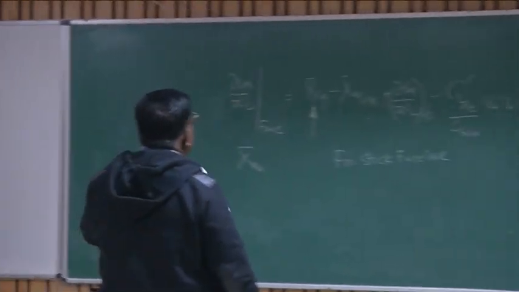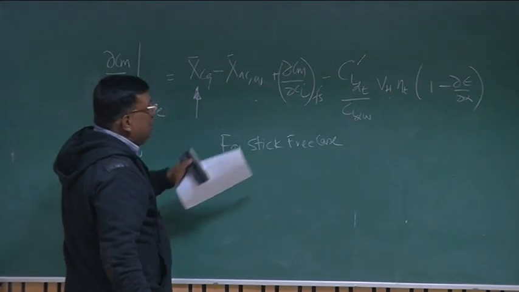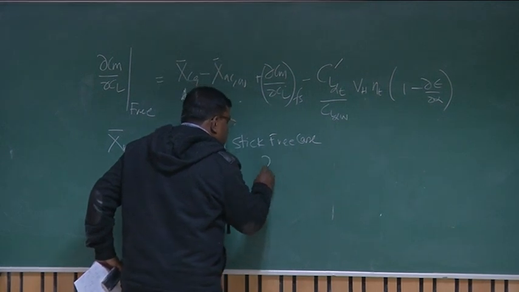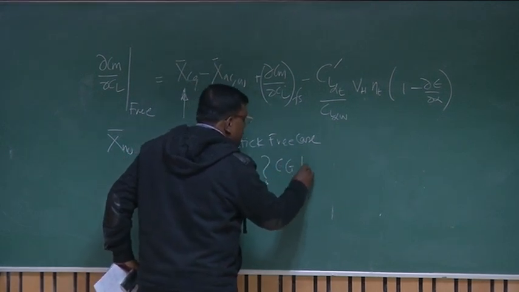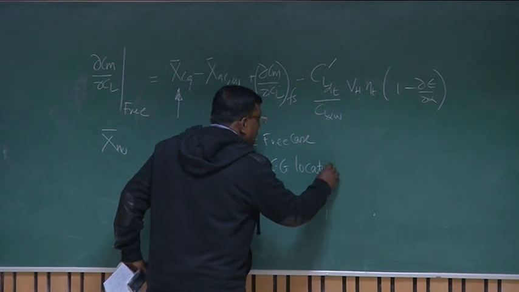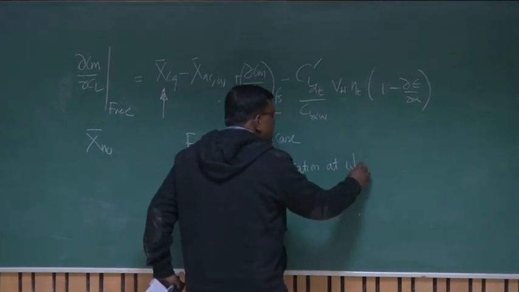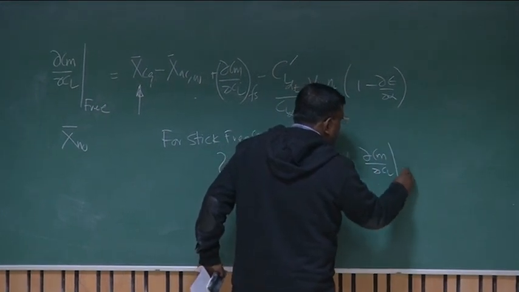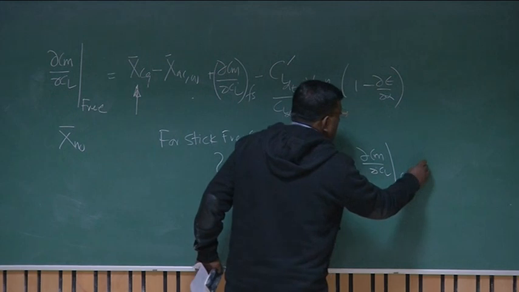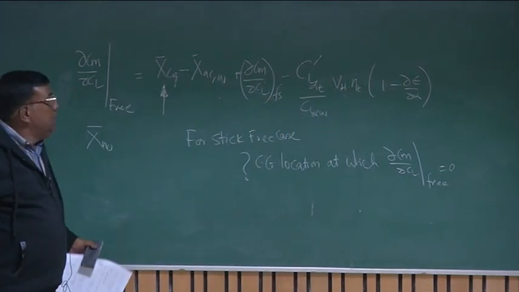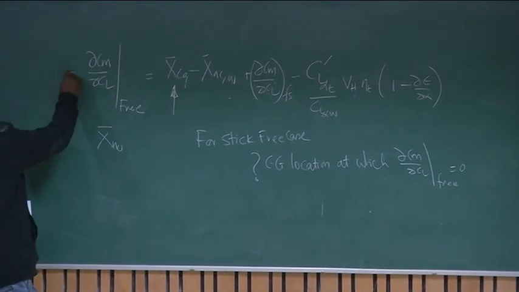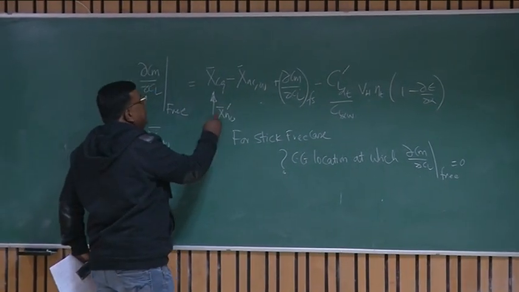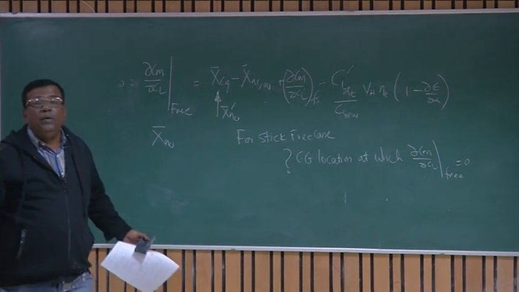So now if this is dCm by dCL free given by this expression, for the stick free case, what is the condition? What is the CG location at which dCm by dCL free is equal to 0? Simple as that. So now you put 0 here, and then it becomes X naught prime, and you get this expression as we have written earlier.